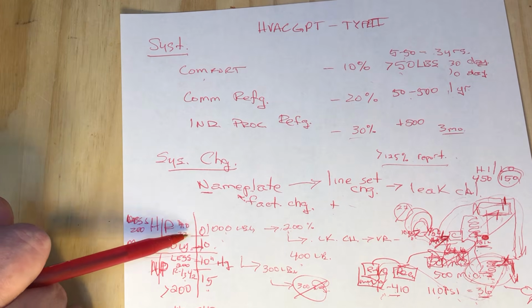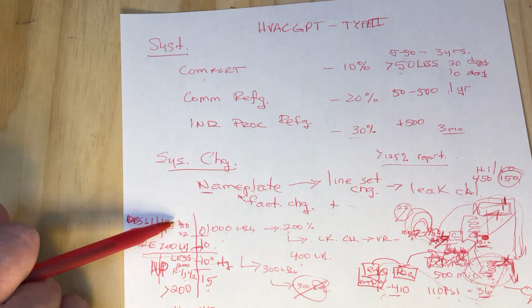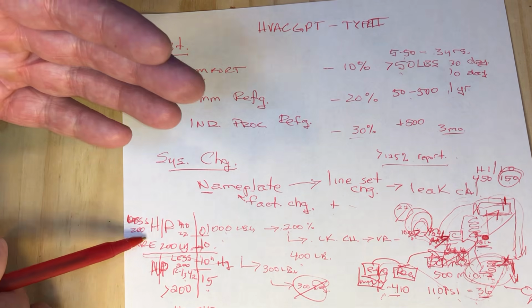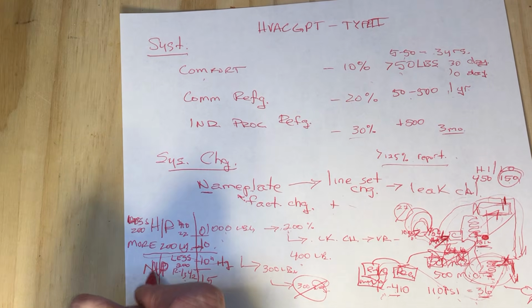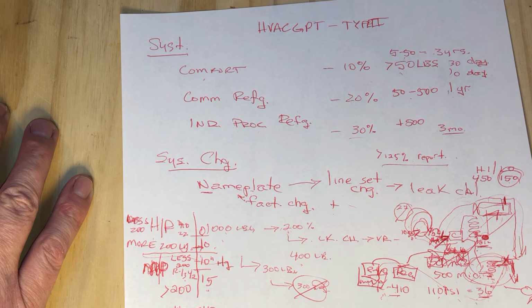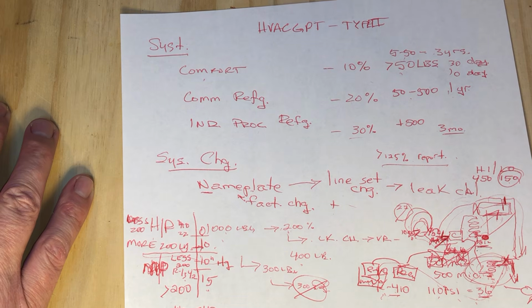And all you've got to really remember is 0, 10, 10, 15, and then less than 200, more than 200, less than 200, more than 200. And high pressure is always more than medium or low pressure. So high pressure is above the medium pressure on this chart. And that's a way that you can deal with that.